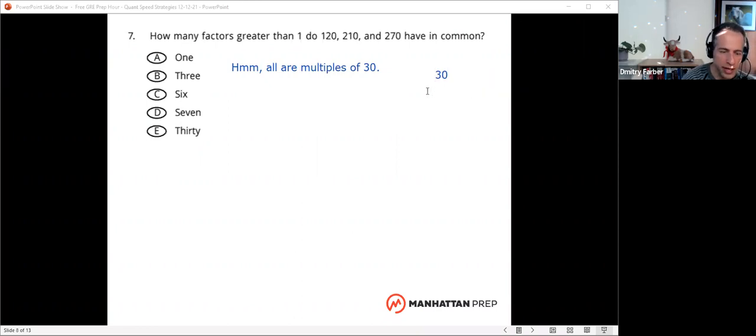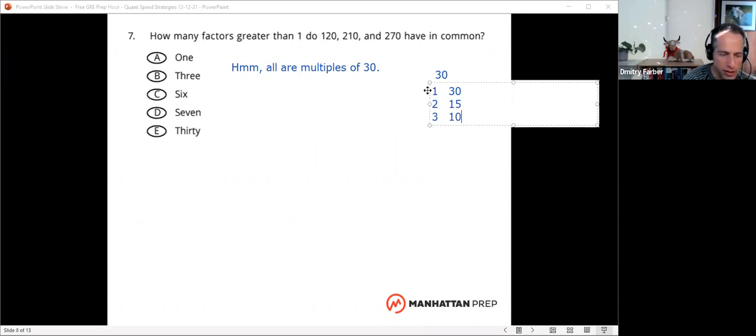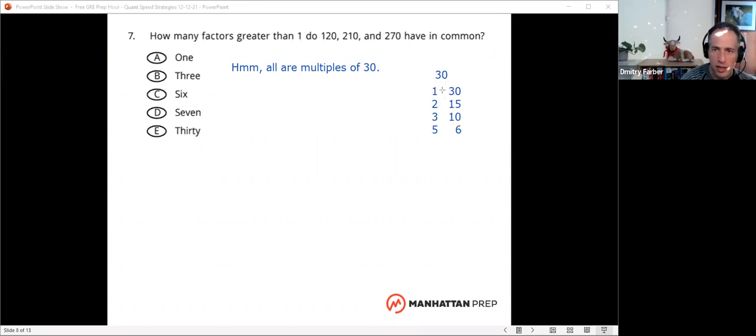Okay, 30 has 1 and 30, and 2 and 15, and 3 and 10. 4 doesn't go in, 5 does. Look, 30 by itself, if I don't count 1, has, what is that? 7 factors, just like the last number. Cut, cut, cut. If you had to guess at this point, what would you say? Do you think those are all the factors they have? Or do you think there could be 30 factors that these numbers have in common?